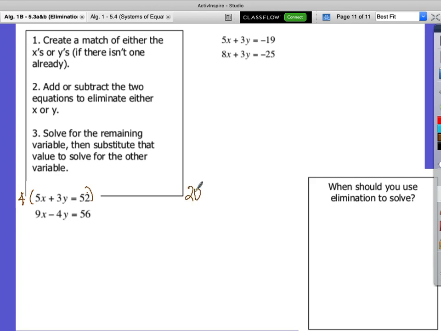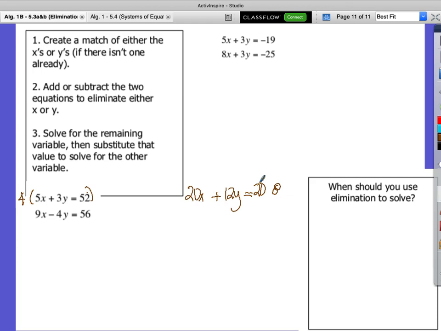20x. 4 times 3y. And 52 times 4. What's 2 times 4? 2 times 4 is 8. 5 times, now 5 times 4 is 20. So 4 times 52 is, I got 450 cents, I got 200, right? And then I got another 8 pennies. Well, that's a good guess.